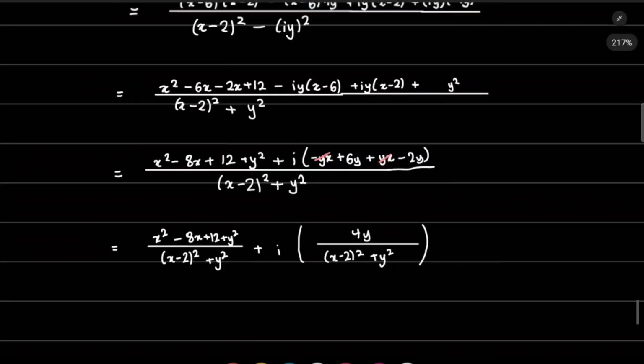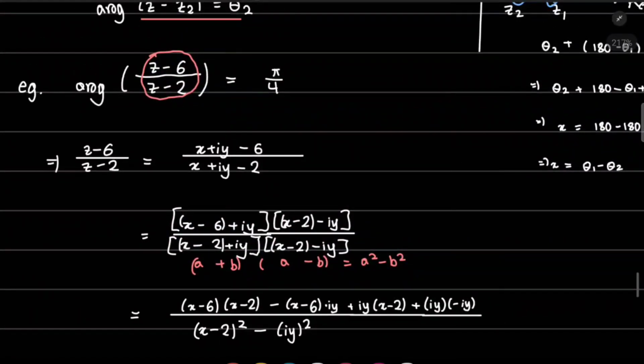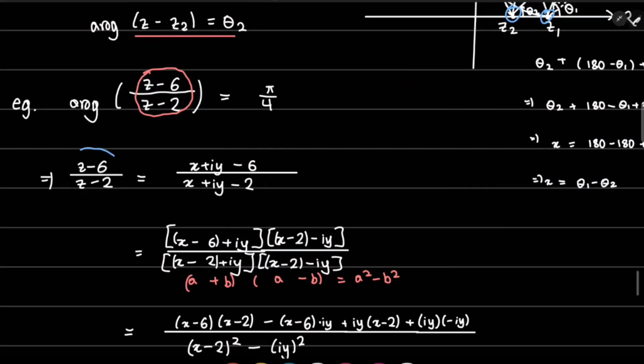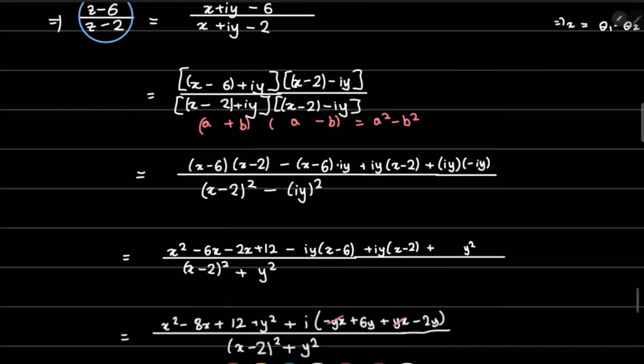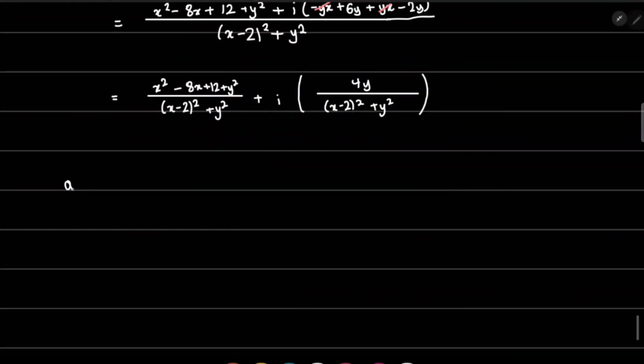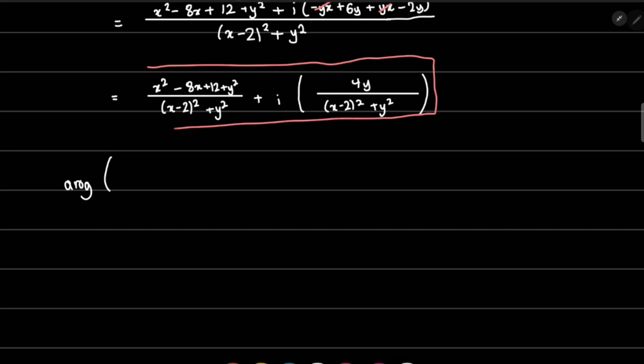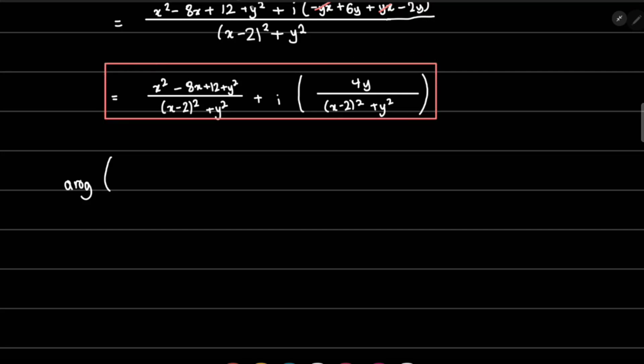Now we have rearranged the inside part of this. So we have rearranged (z minus 6) divided by (z minus 2). We can now replace this over here. If we do that, we'll get that the argument of this expression we have found in the last line, so we'll write that down now.